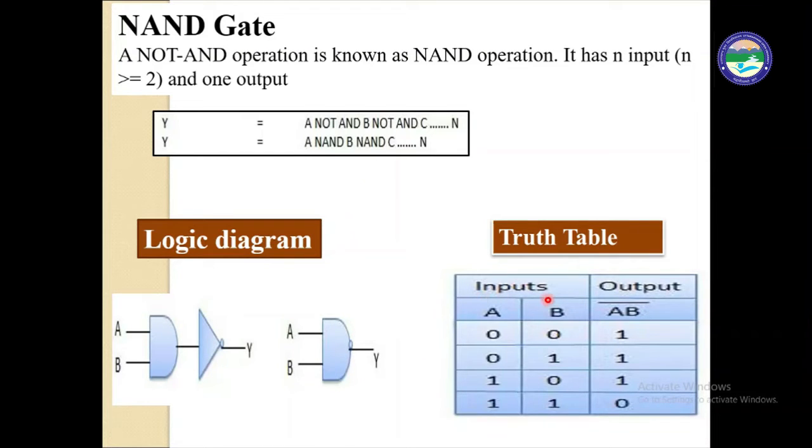This is the input. Again, we have two inputs, so the possible combinations will be 4, and this is the output. In this condition, if both the inputs are 1, then we'll get only 0, otherwise we will get the output 1 in the case of NAND gate operation.